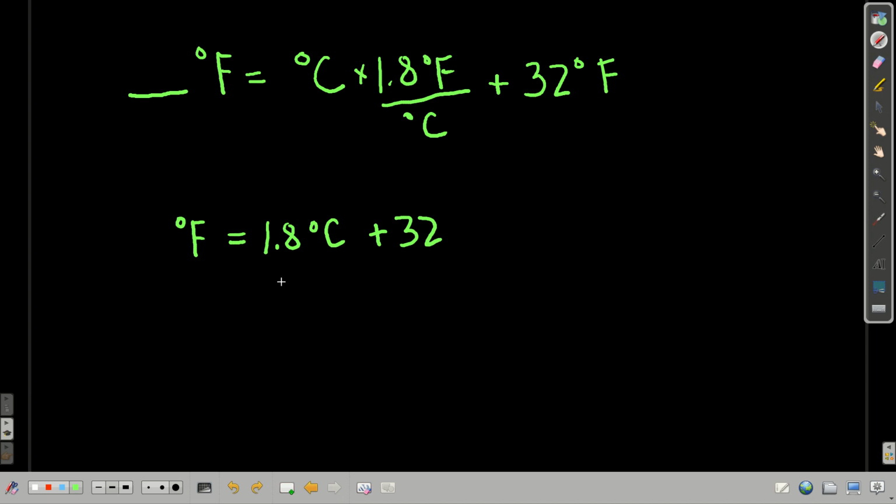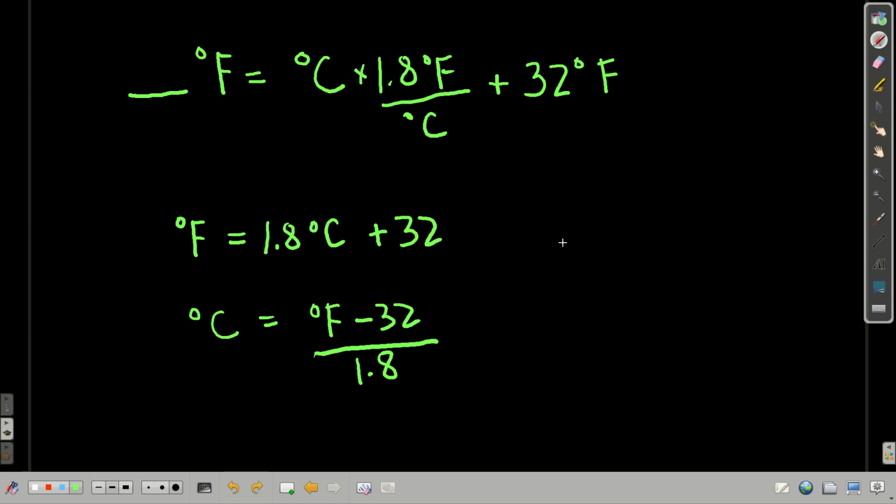To go the other way, we can just do a little bit of algebra, rearrange this. If we do this, we get degrees Celsius. This is going from degrees Fahrenheit to degrees Celsius. It's going to be degrees Fahrenheit minus 32 divided by 1.8. Again, these numbers are exact. So this is if you want to go from degrees Fahrenheit to degrees Celsius.